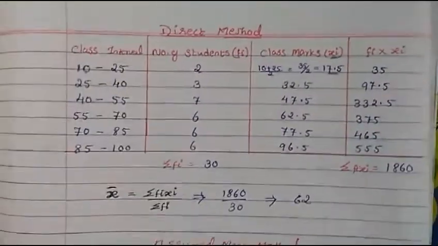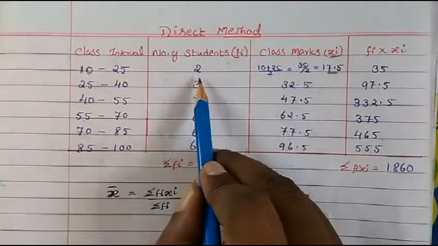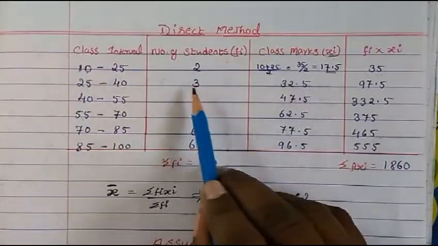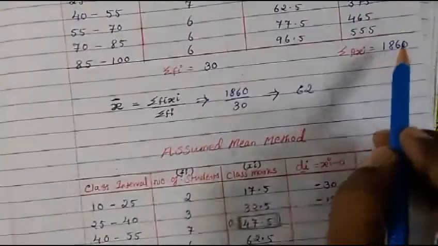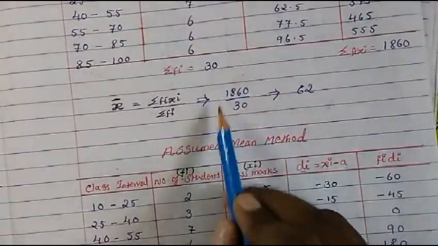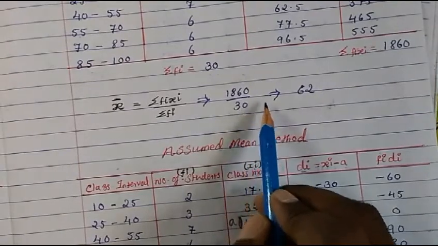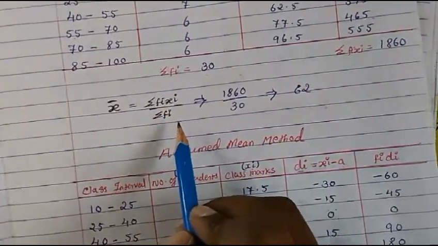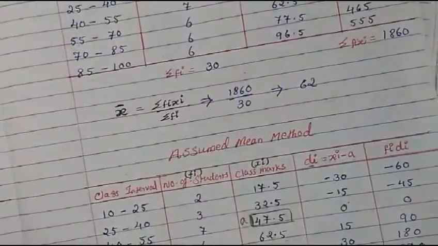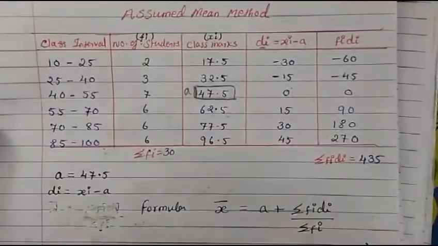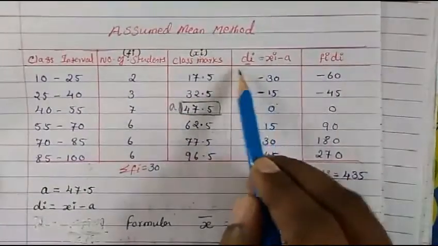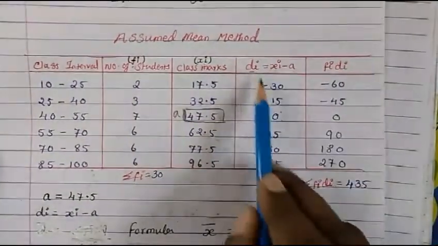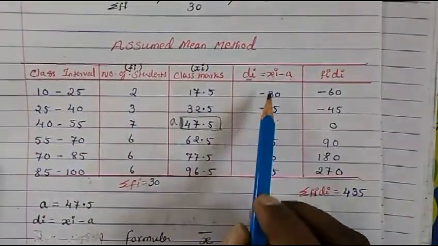See, in the direct method, what happens? You have to calculate, and it becomes a bigger number. So it becomes a bigger number to multiply, and the total is also a bigger number, and then you have to divide by a bigger number also. The formula is the same: summation fi xi upon summation fi. Then the assumed mean method. In the assumed mean method, you have one more step to find out di, where you multiply fi and di.